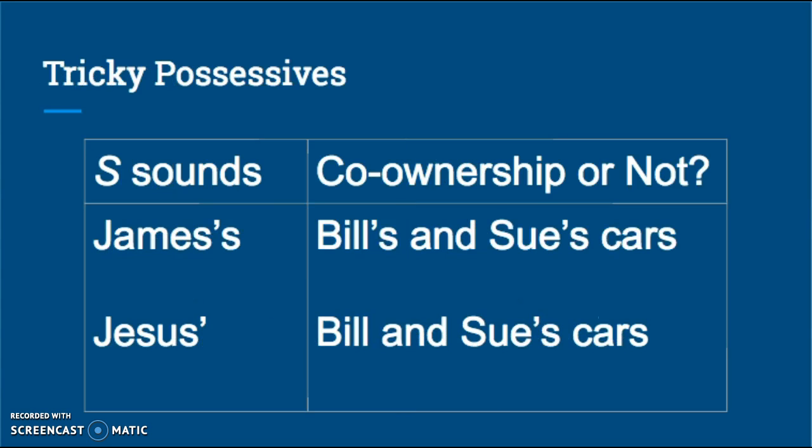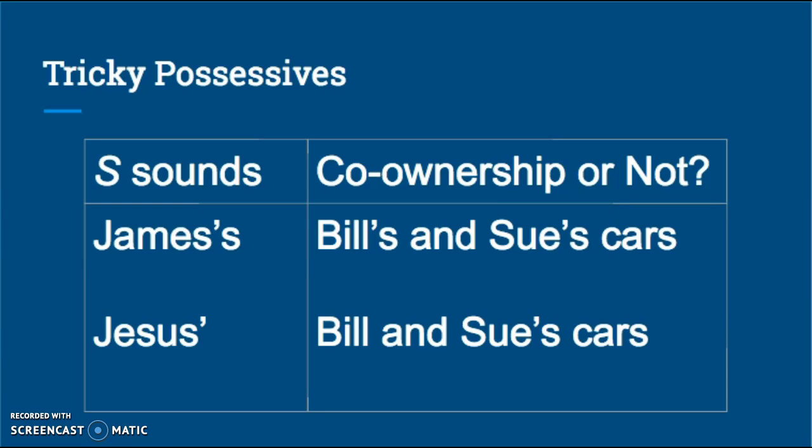Some tricky possessives deal with S sounds or co-ownership. Something like the name James that ends with an S sound, you do add the apostrophe and an S, but for a name like Jesus that has 2 S sounds at the end of the word, you wouldn't add a third S sound. So it's not Jesus's, it's just Jesus'.